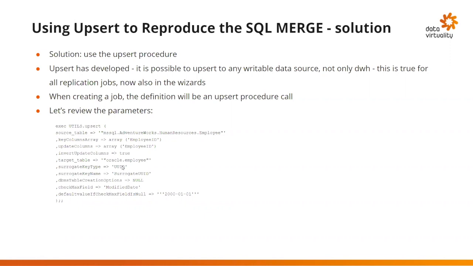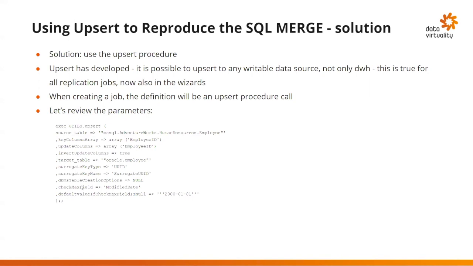If you're putting data together from different sources, you probably want to have a leading ID. And this is what these two parameters are doing. And then finally, you can also use the upsert procedure for this to check the maximum field. And here it would be modified date, but of course, a modified timestamp makes much more sense. And this is basically the upsert process.